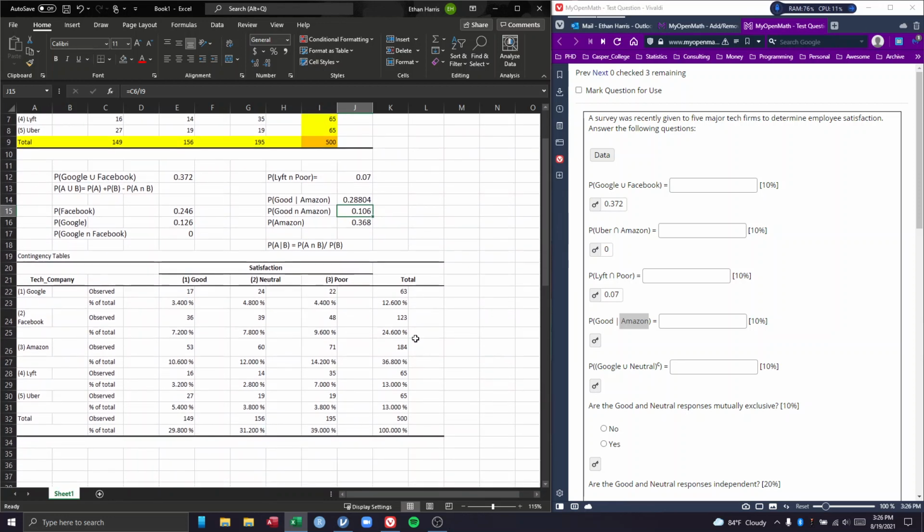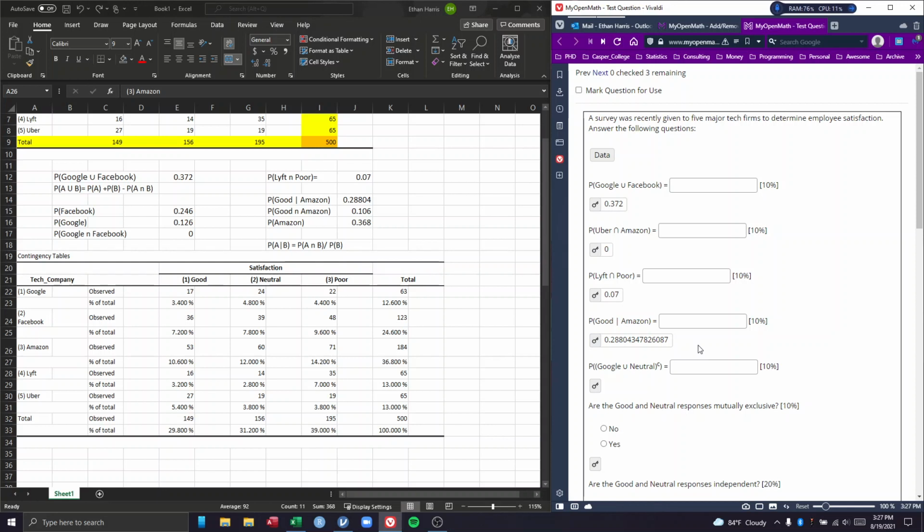So moving our way down, we could also grab, remember, these probabilities from good intersect Amazon. If we looked at the Amazon, we have the percentages of 10.6 or 0.106, and this total probability of Amazon of the total is this 0.368 or 36.8%, and we divide them together, and we get this 0.28804, and we get 0.28804 for our answer.